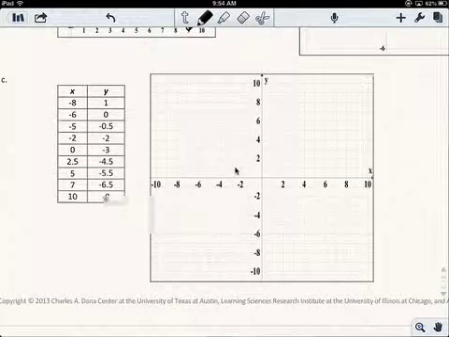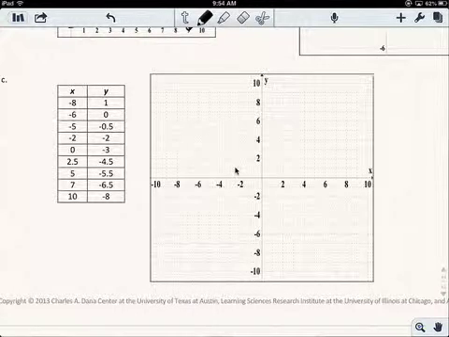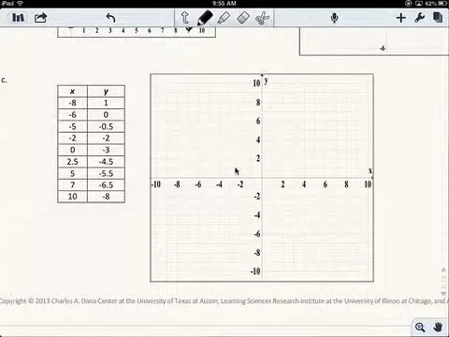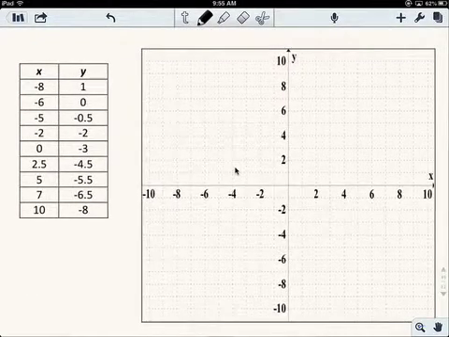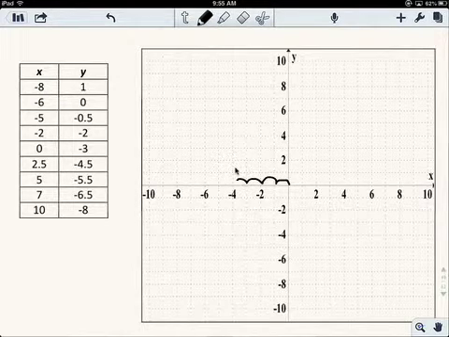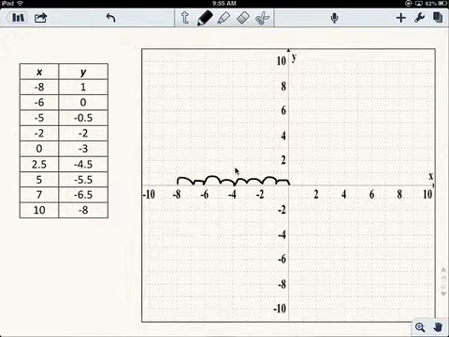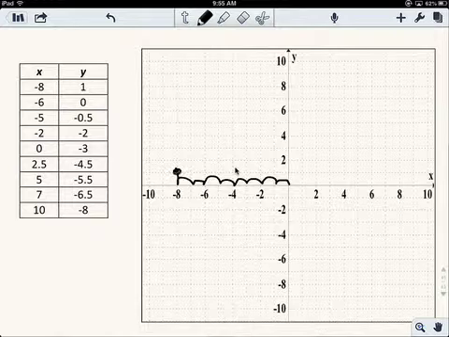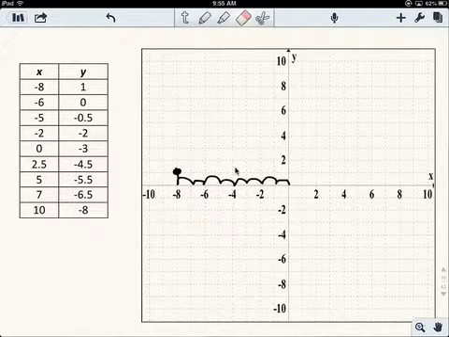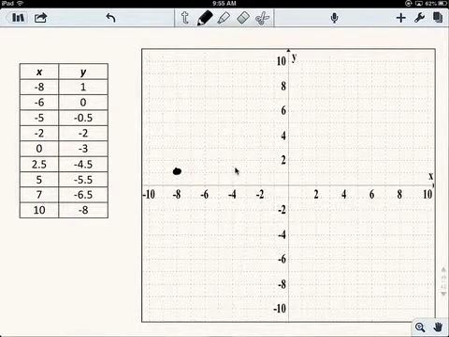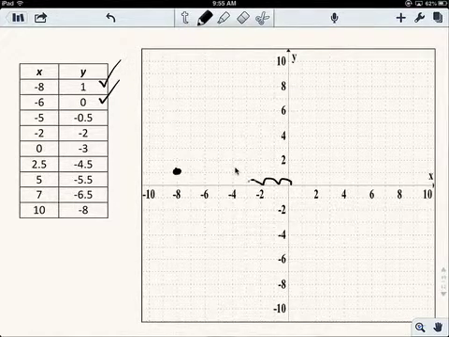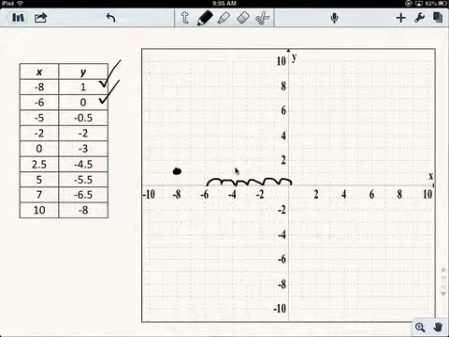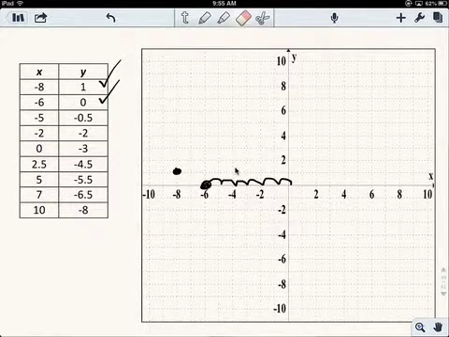So we have negative 8, comma 1, and so I see left 8. I'm going to zoom in a little bit more. Left 8, 1, 2, 3, 4, 5, 6, 7, 8, and up 1. So I went left 8 because it's a negative x value, up 1 because it's positive y, negative 6, 0. I'm going to go to the left 1, 2, 3, 4, 5, 6, and up and down 0.